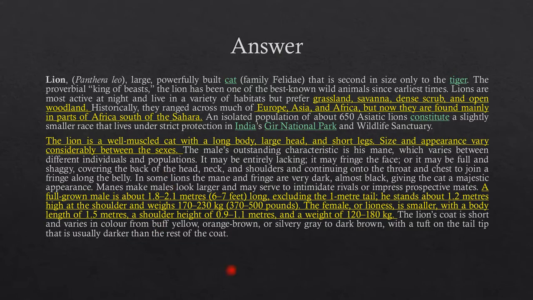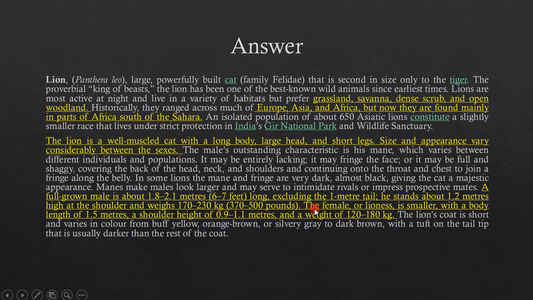As you can see, a full-grown male is about 1.8 to 2.1 meters or 6 to 7 feet long, excluding the 1 meter tail. He stands about 1.2 meters high at the shoulders and weighs 170 to 230 kilograms, or 370 to 500 pounds. And then the last question is here.